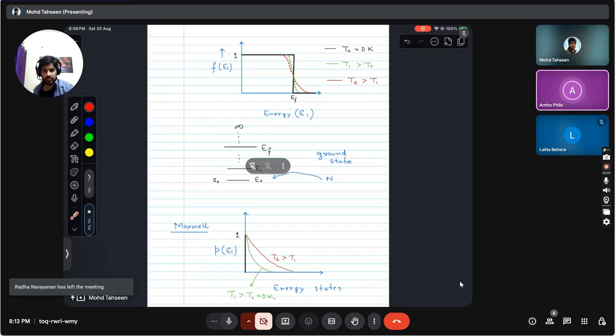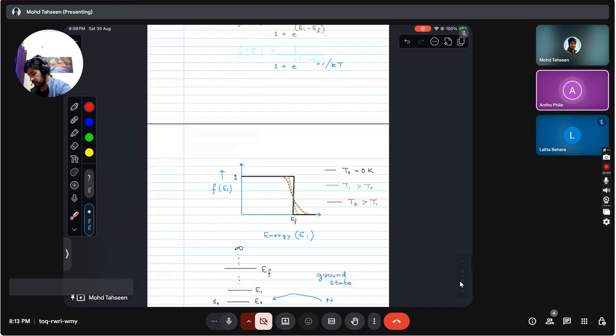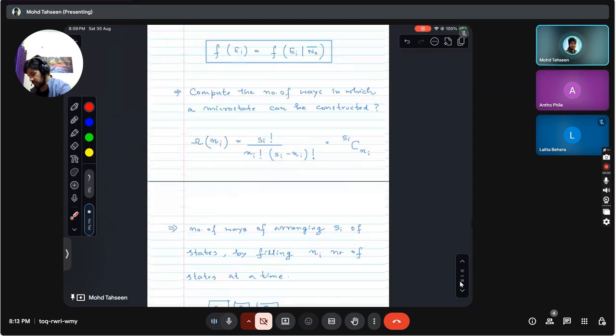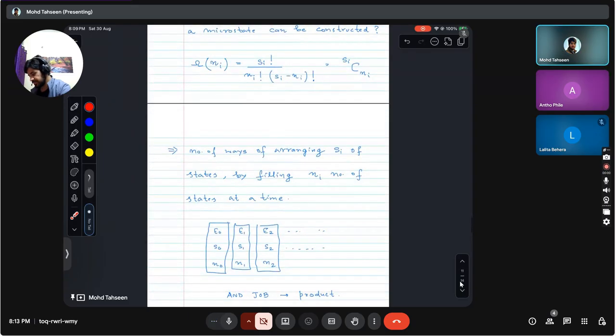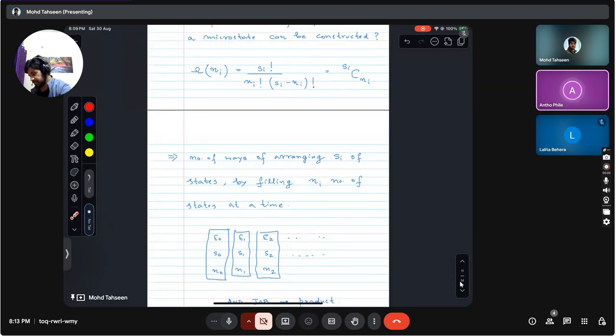Can you please go to the page where you have written the SI-CNI combination part? Yes, here. So here you have written the number of ways of arranging SI states by filling NI number of states. Yeah, so yes, it is a little confusing, sorry for that.